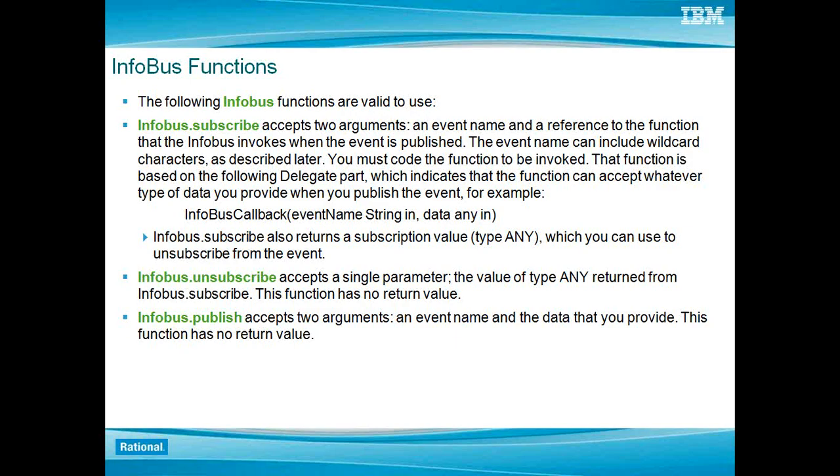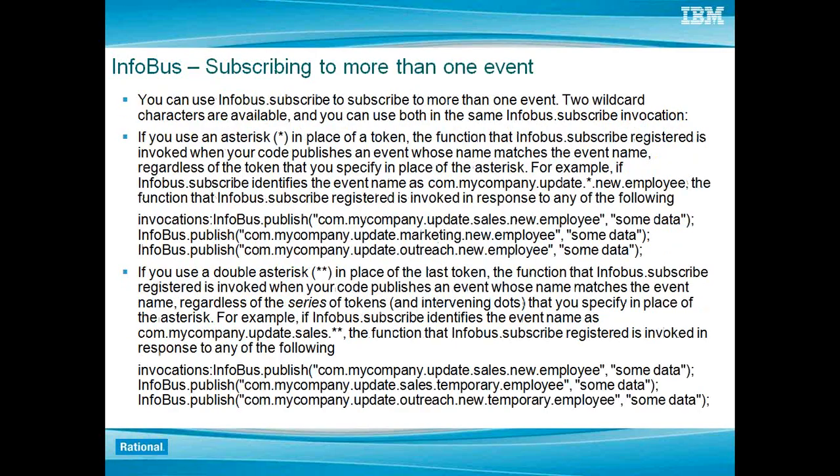In the same way we have publish, which accepts two parameters. One is the event name and the second is the data that you want to send to your subscribers. Here we have some examples. For example, you want to subscribe for multiple events, or you want to publish for multiple events. For both things you can use an asterisk. For example, as we have seen, we have events with similar IDs.